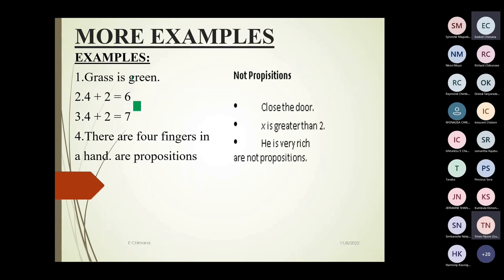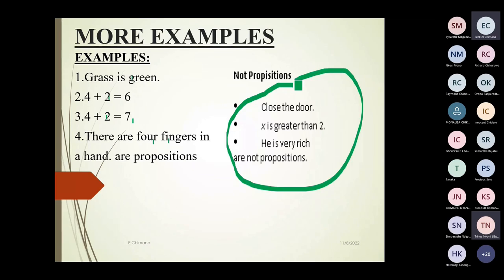4 plus 2 is equal to 6. It's a simple statement with a truth value of true, and this one, 4 plus 2 is equal to 7, is also a simple statement with its truth value as false. Here we are saying there are 4 fingers in a hand. This one is also a proposition, because you can say its truth value is false, because we know that only a normal person has 5 fingers in a hand. And these ones are all not propositions or statements.